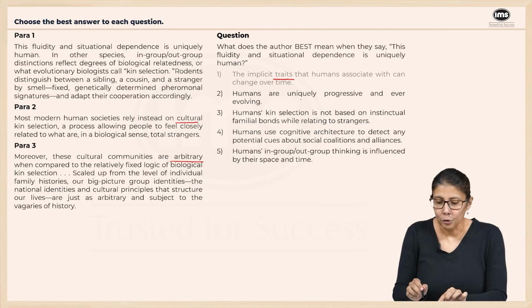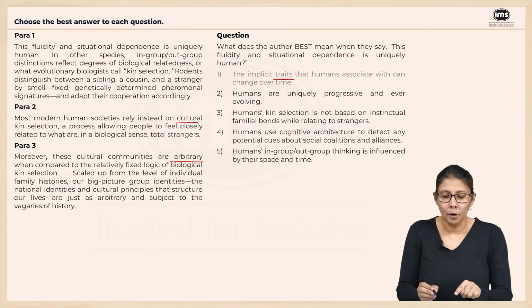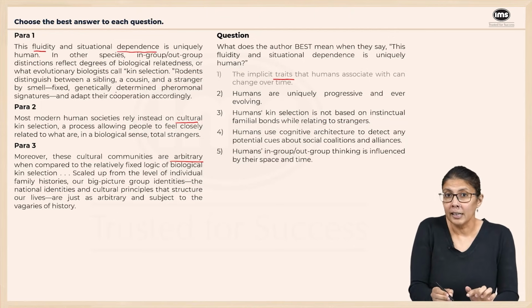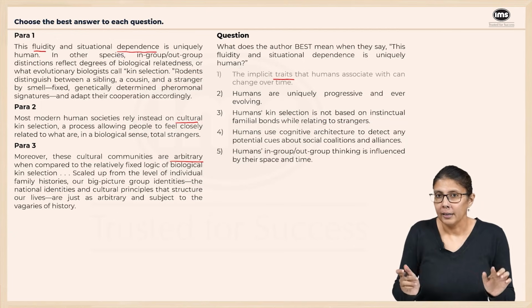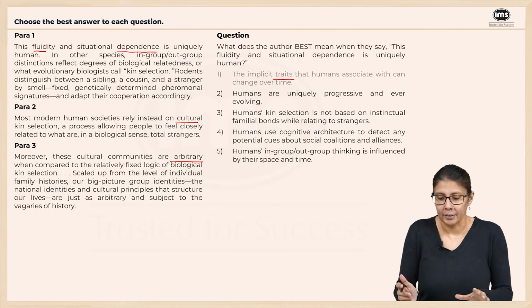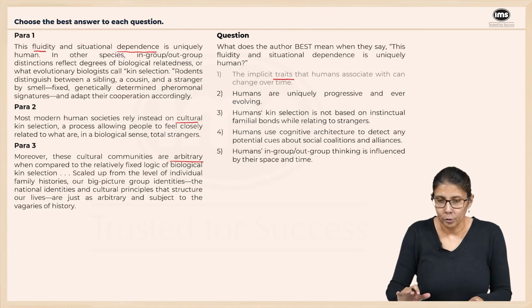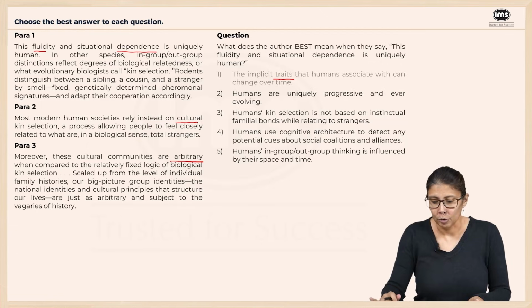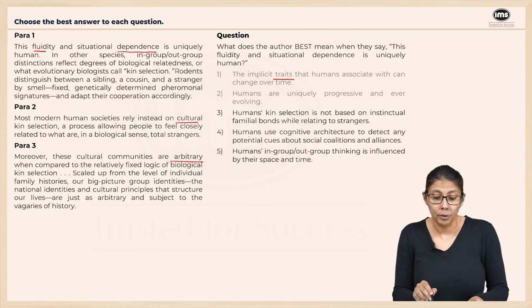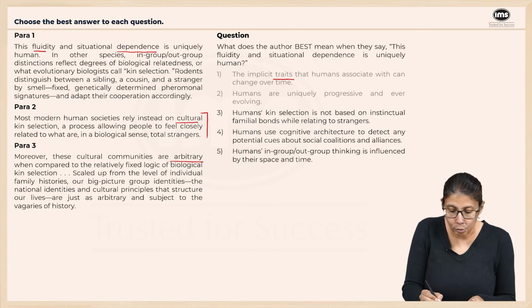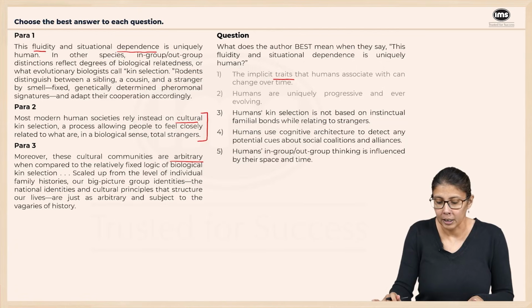The second one says, humans are uniquely progressive and ever evolving. First of all, what is unique about humans is fluidity and situational dependence, but this basically refers to group identification. It does not talk about general progressiveness. Plus, it definitely does not talk about evolution. So option 2 seems to be a very generic point unrelated to the passage. The third one says human kin selection is not based on instinctual familial bonds while relating to strangers. That in fact seems to be true according to para 2. So we are going to keep the third option.